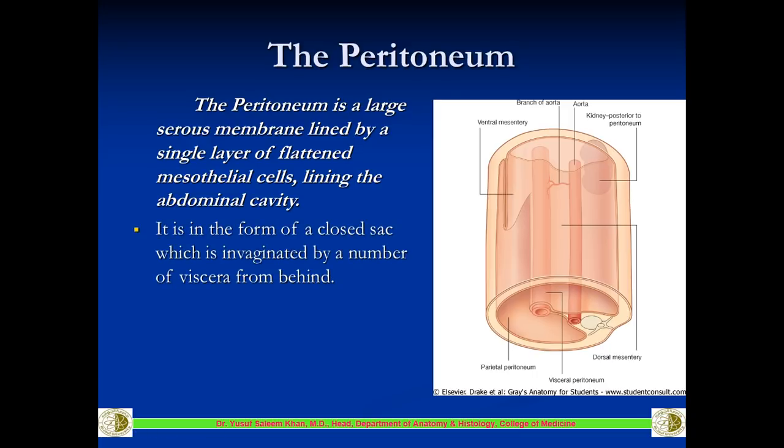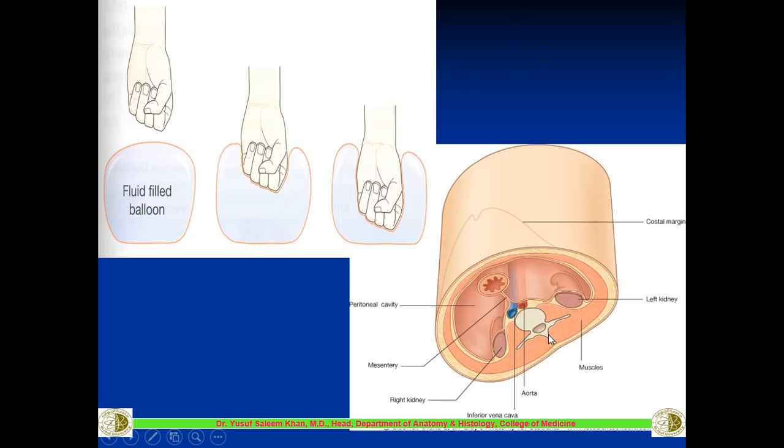If you look, this is actually a closed sac, even though in this picture it has been depicted as open, but actually it is closed. Just imagine a balloon. I use this picture very often whenever I explain the pleural cavity, which is also a serous sac, as well as the pericardial cavity, which is also a serous sac, as well as the peritoneal cavity. All these cavities have the similar concept of a serous membrane, a serous sac. And you can imagine this balloon.